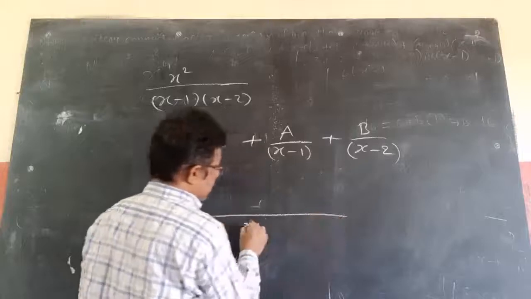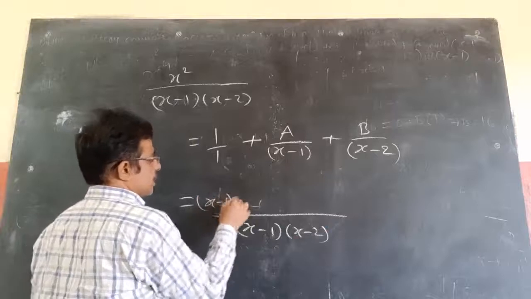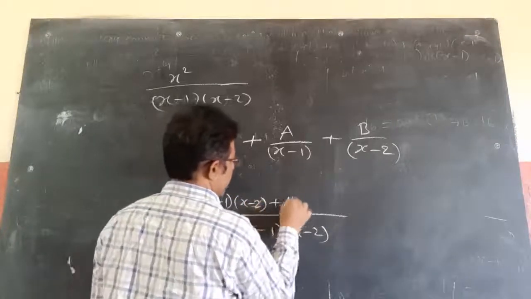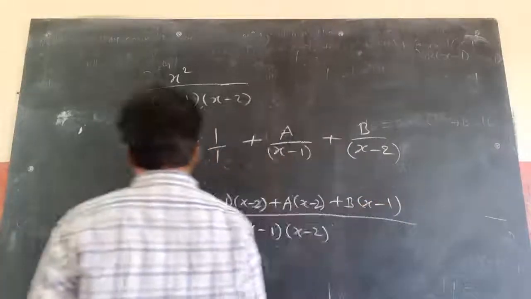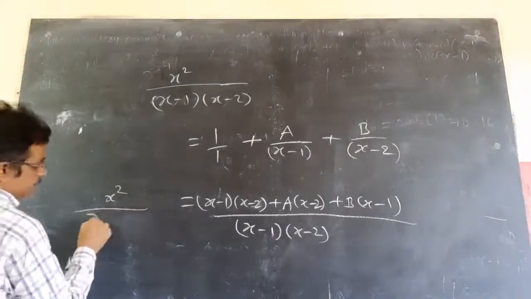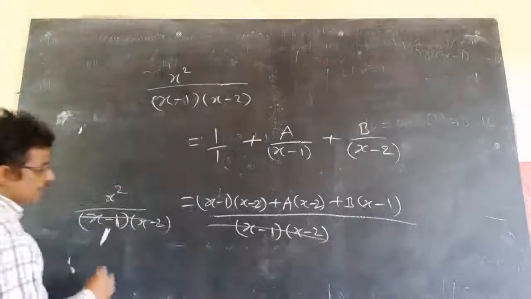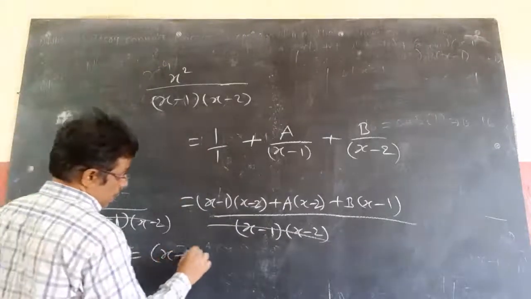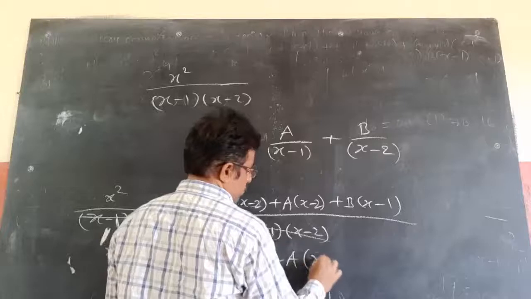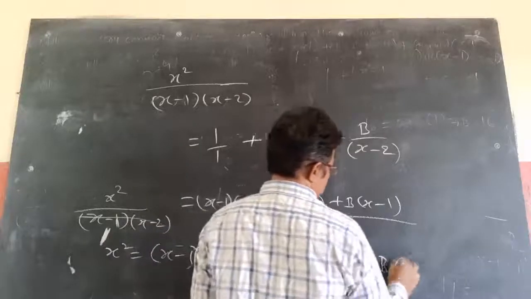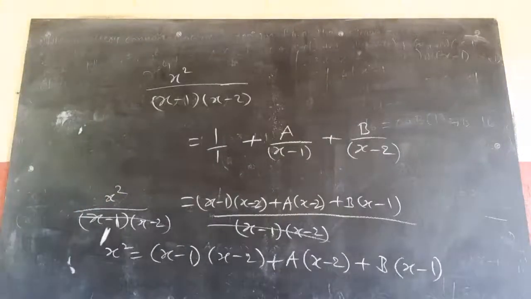So the LCM of these is x minus 1 into x minus 2, and 1 into that is x minus 1 into x minus 2 as it is, plus A into x minus 2 plus B into x minus 1. On this side we have x square by x minus 1 into x minus 2. So as usual, x square equal to x minus 1 into x minus 2 plus A into x minus 2 plus B into x minus 1. Now let x equal to 1, and as usual x equal to 2.